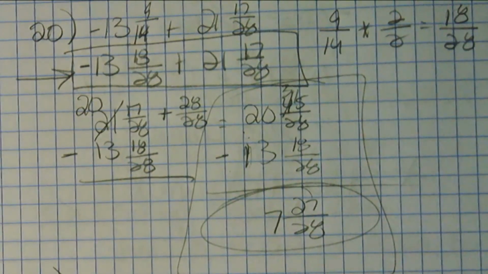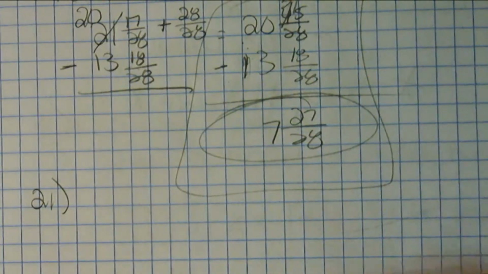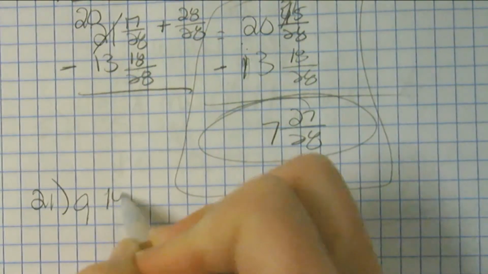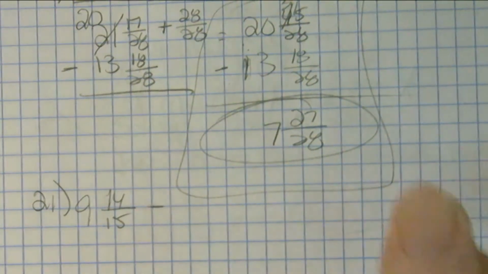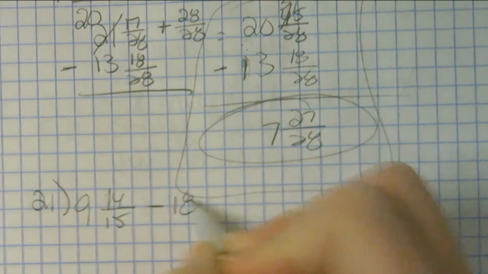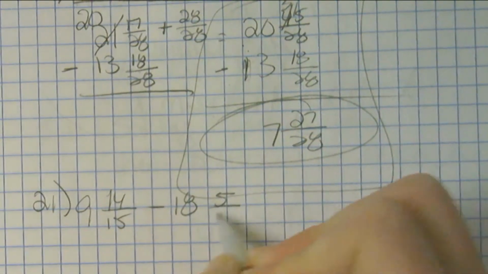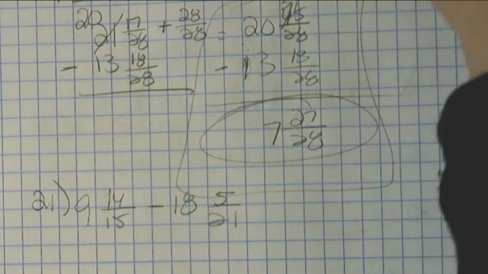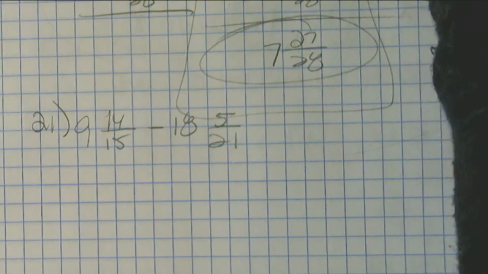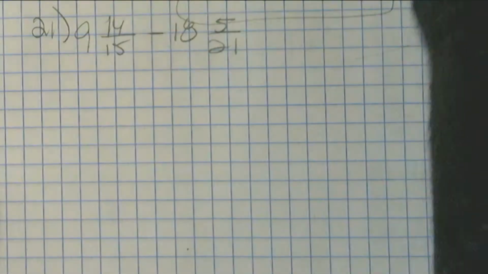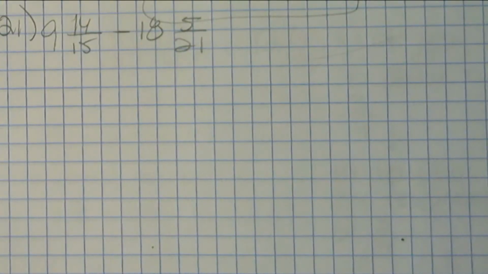Okay, 21. I have 9 and 14/15ths minus 18 and 5/21sts. Okay, so I do need a common denominator. I would highly advise that you just multiply the two denominators together. When they're that big and it's going to take you forever to find one, just multiply them together.